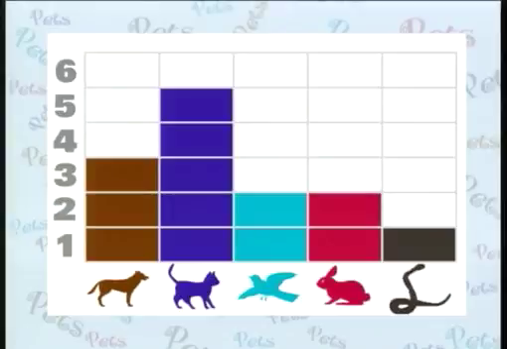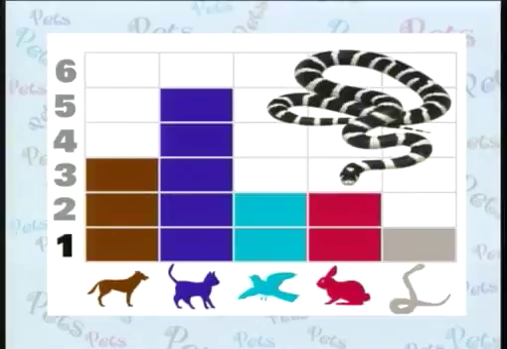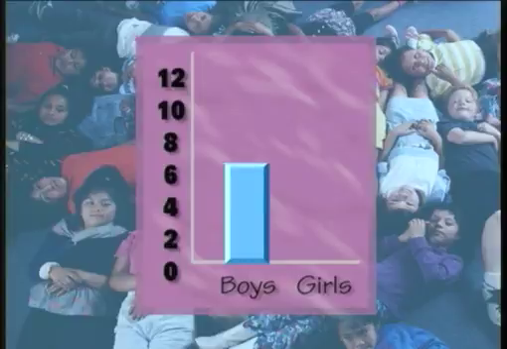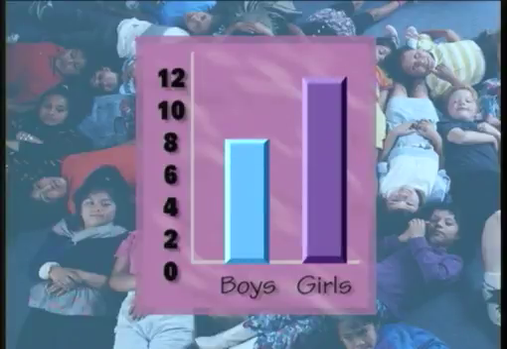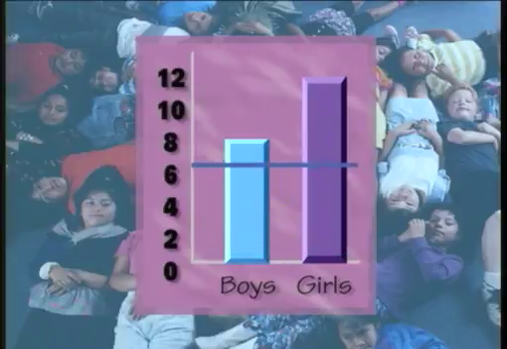What was the least favorite pet? The snake. Ew. The shortest bar was over the snake. The snake was the least popular pet. Now, could a bar graph be used to show the number of boys and girls in Elizabeth's class? Let's take a look at this one. That was easy. There are definitely more girls than boys.